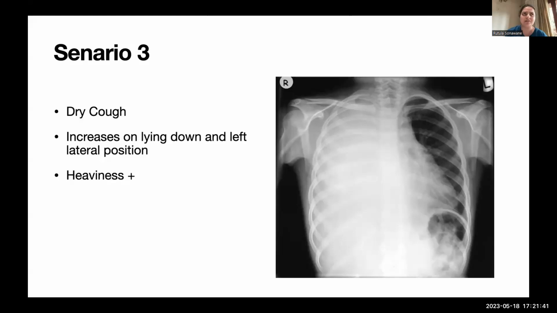If it's a clear fluid, then pigtail is ideal because it's a small one and it is comparatively less painful. But if it's hemorrhagic, an ICD would be preferable.